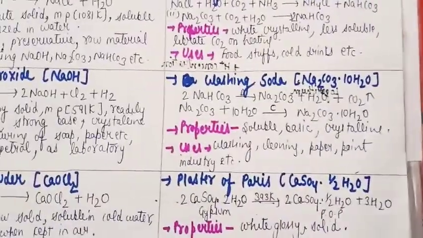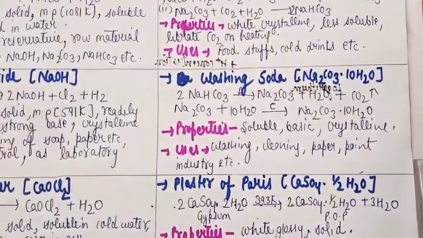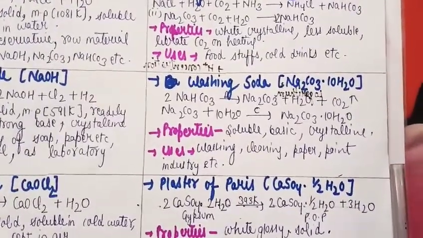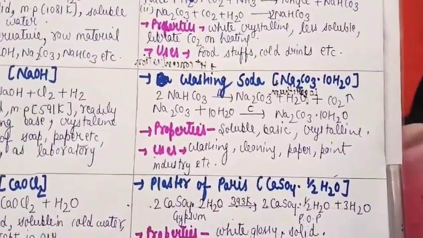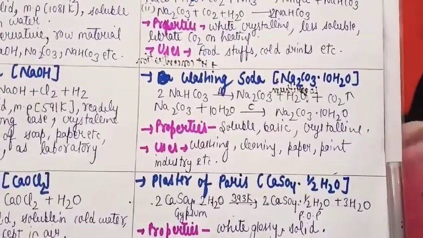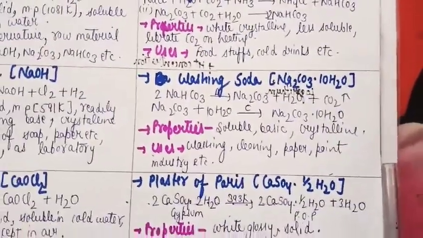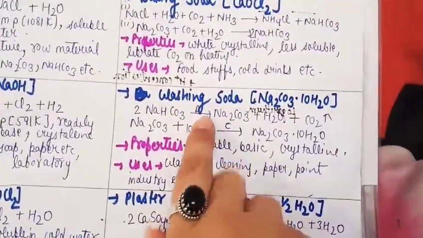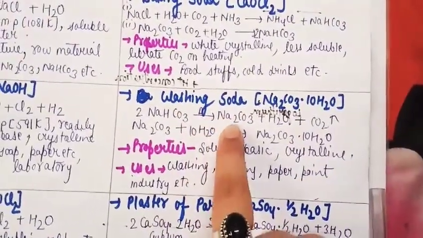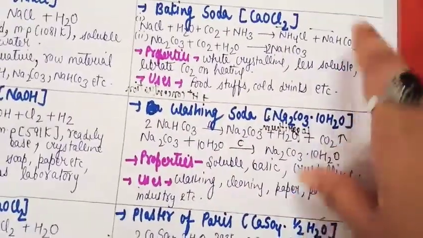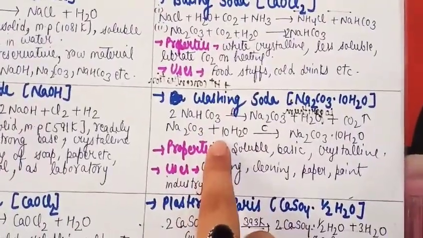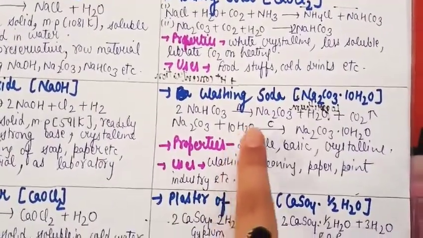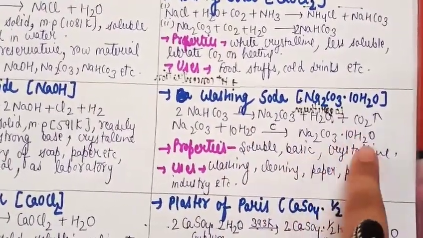Now we will move to the next topic, that is washing soda. It is also known as the soda of washing clothes, and its chemical name is sodium carbonate. How do we make this? When NaHCO3 is heated, it converts into Na2CO3 plus H2O, and CO2 gas is liberated. Now this Na2CO3 is added with crystals of ten molecules of water, and it converts into Na2CO3 dot 10H2O.